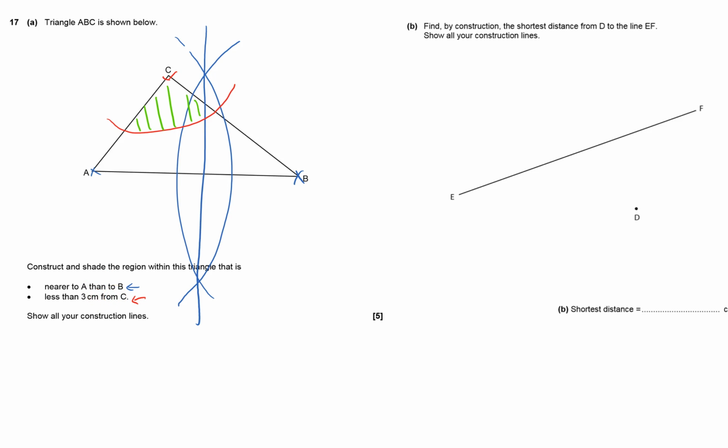And now the shortest distance from D to the line EF, which means I've got to draw a perpendicular line going from here to here. In order to do that, I need to find 2 points which are the same distance away from D. So I set my compass up and draw an arc something like that. And then I need to find the perpendicular bisector between these two points.